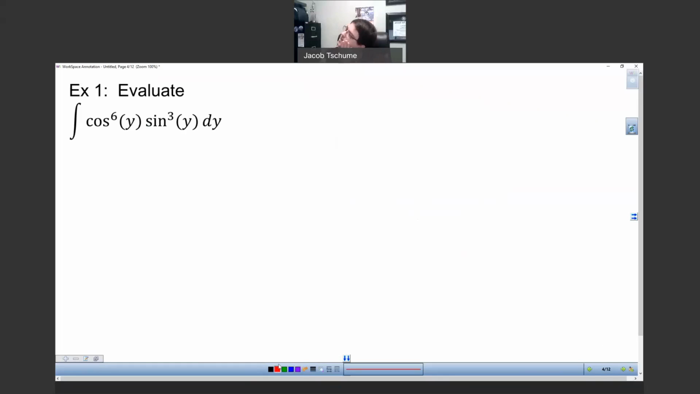So when you've got sine and cosine being multiplied together, whichever one is odd is the one you want to break off. Well, sine is your only odd power here. So what I'm going to do first is break one of the sines off to make that sine squared of y times sine of y dy.